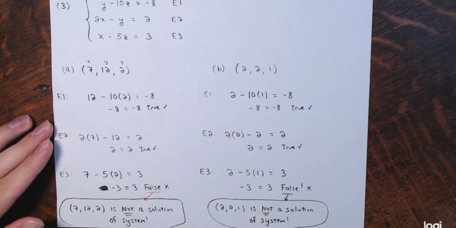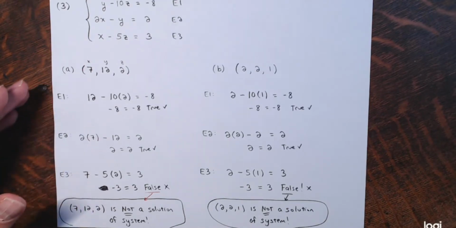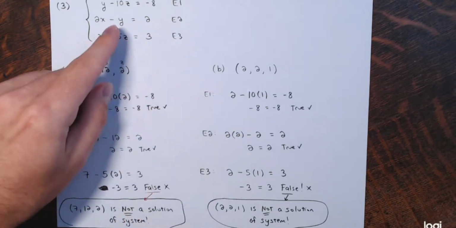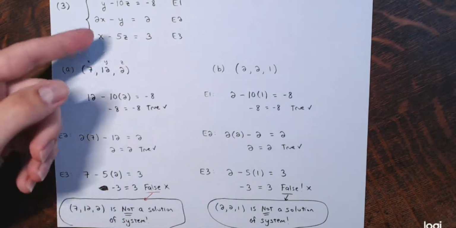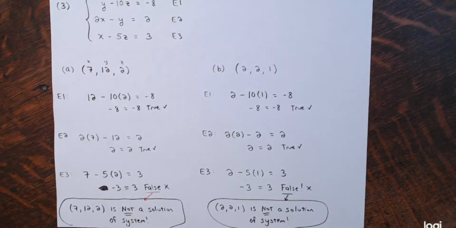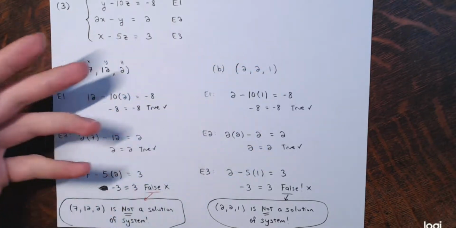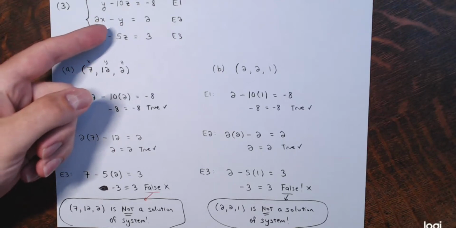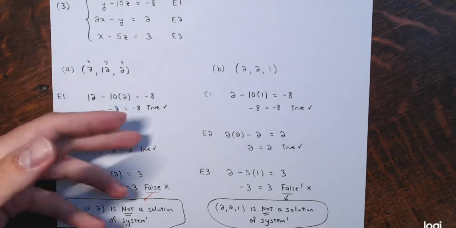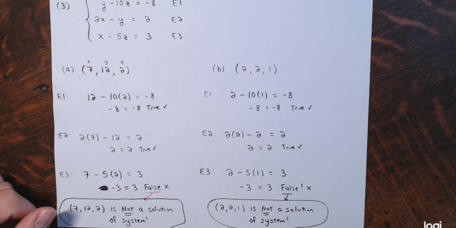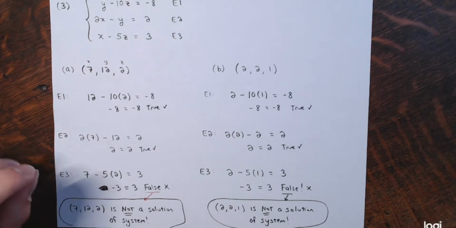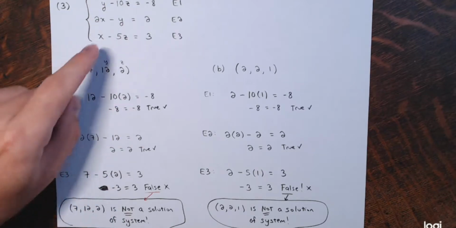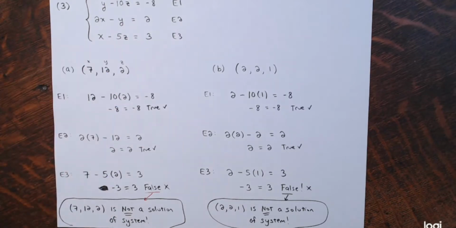Now, just as I said in example 1, just because these 2 don't work doesn't mean the system has no solutions at all. There are infinitely many ordered triples, so this could have a solution. But we don't know that, based on this page. And in a video after this, we'll talk about how to find the solutions of such a system.